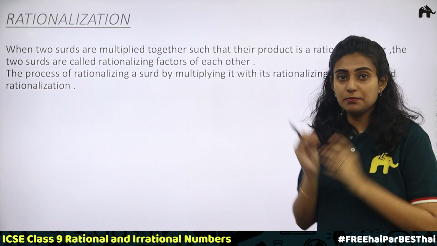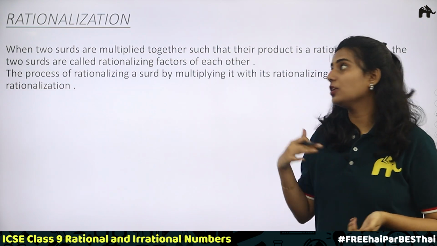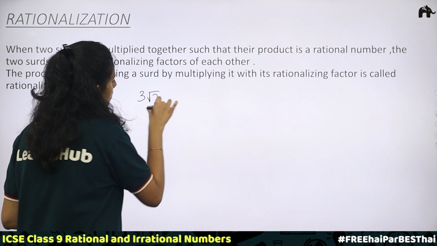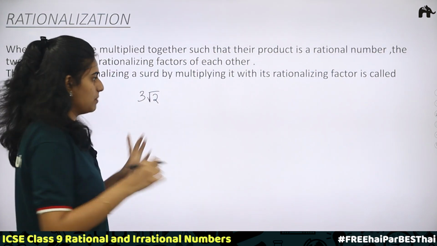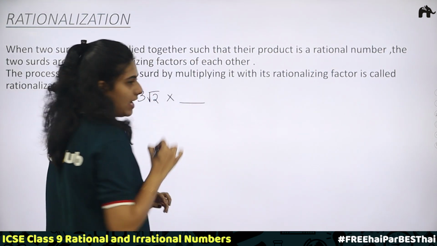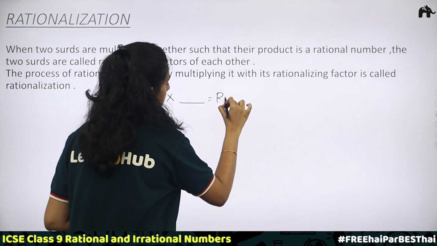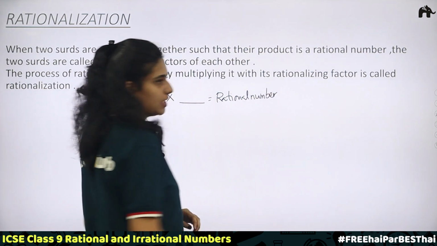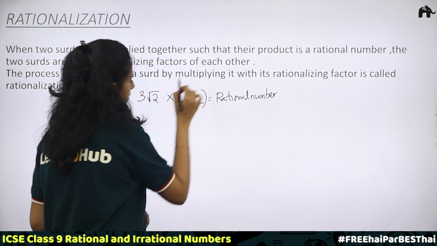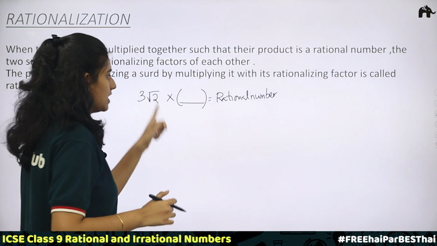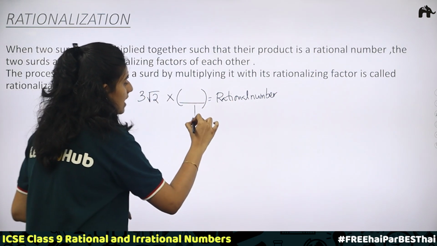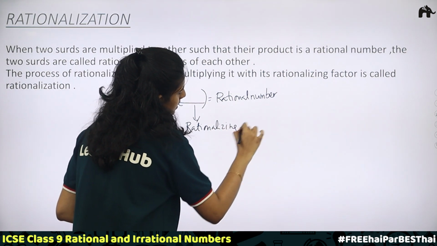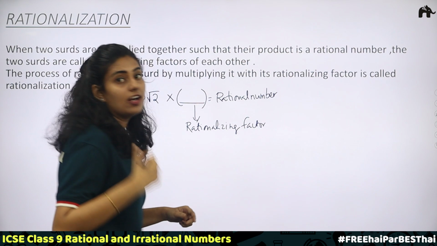Rationalization. Rationalization in simple words is a process where an irrational number is made into a rational number. For example, if you take 3 root 2, we know it is an irrational number. Multiplying with some factor will give you a rational number. This factor with which the given irrational number is multiplied to get a rational number, we call a rationalizing factor, and this process is called rationalization.